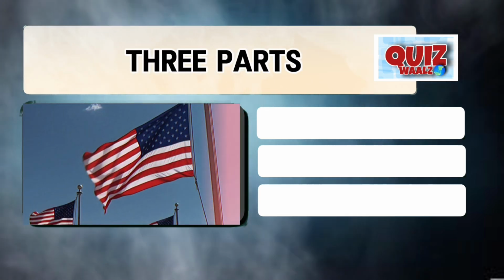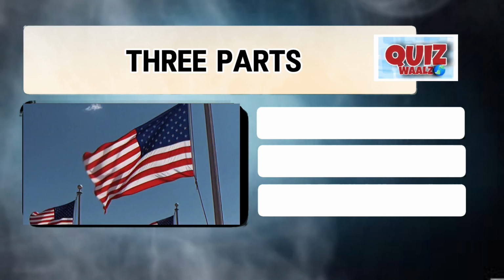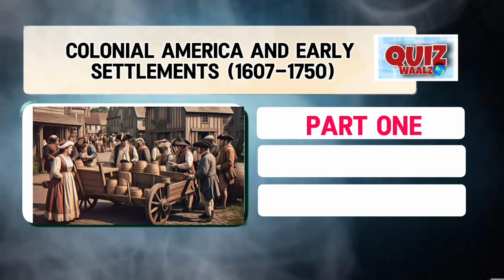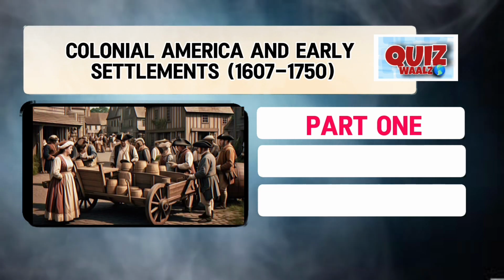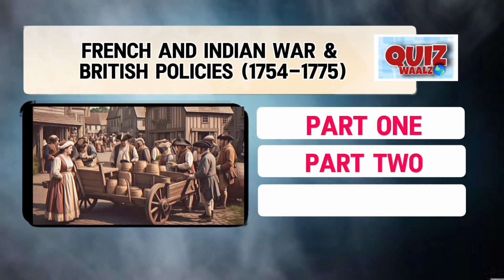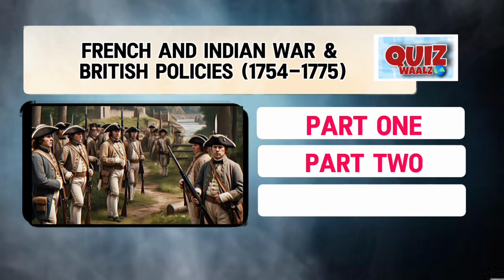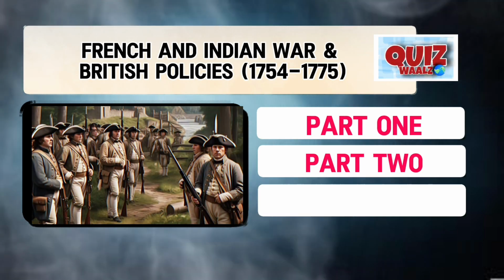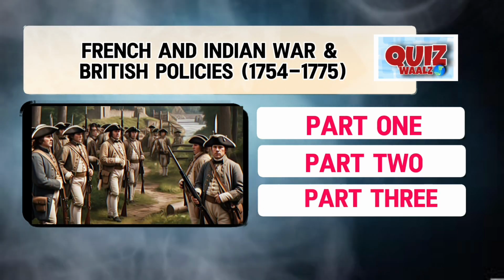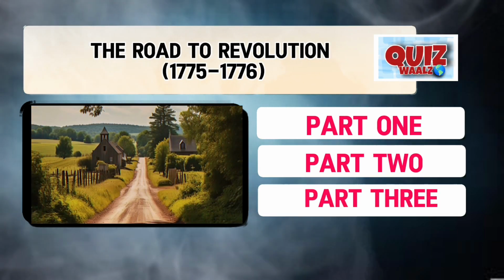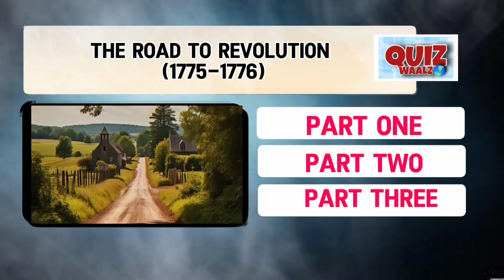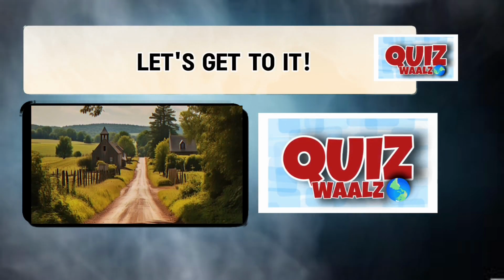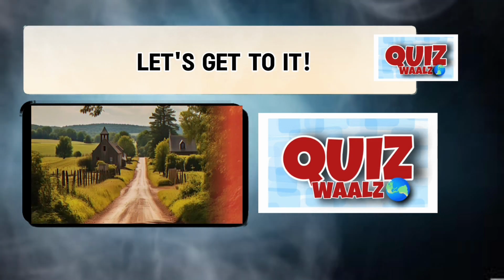This quiz covers 3 parts of the United States history. Part 1, Colonial America and Early Settlements, 1607-1750. Part 2, French and Indian War and British Policies, 1754-1775. And Part 3, The Road to Revolution, 1775-1776. So if you know much about pre-USA independence, let's get to it.